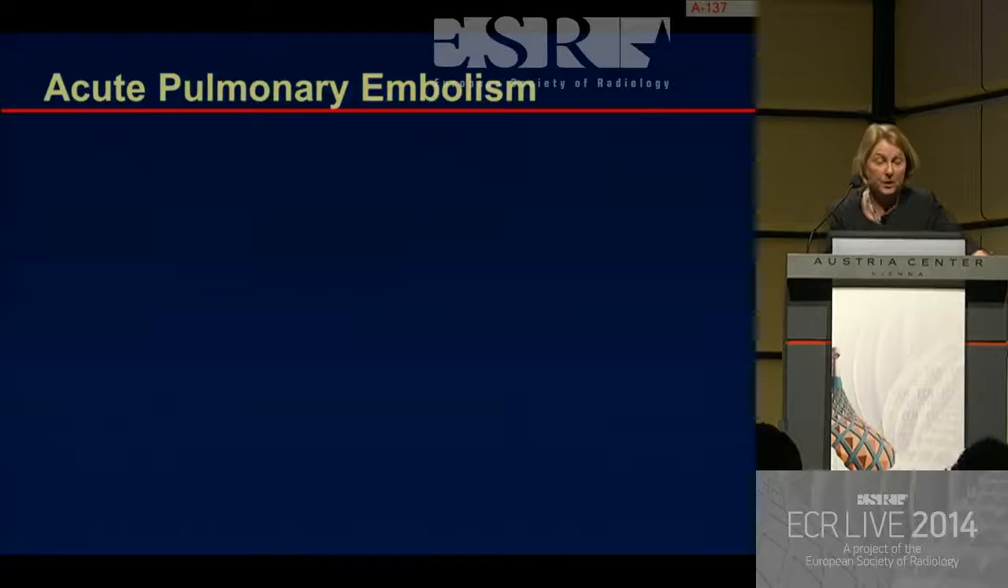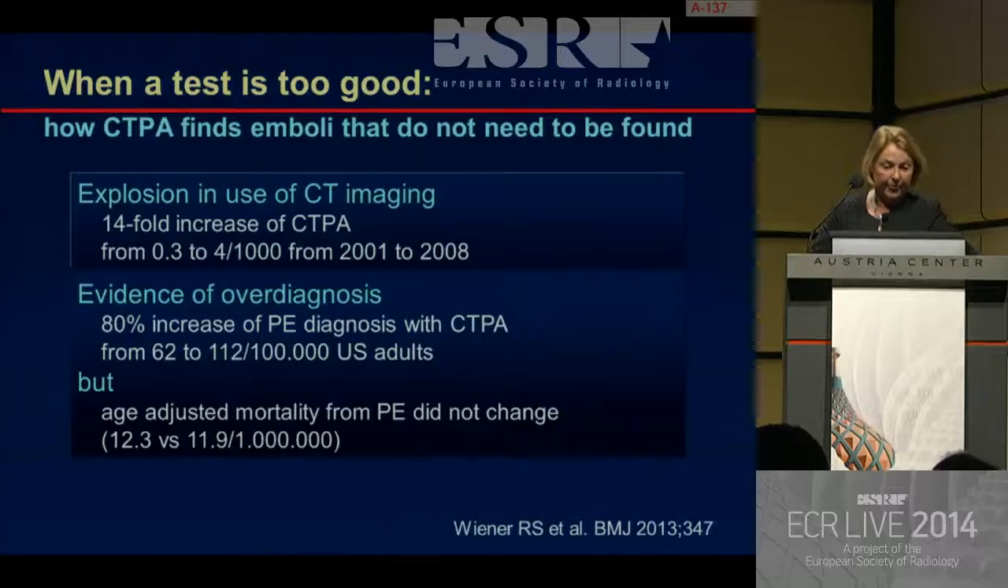The next topic I want to discuss with you is acute pulmonary embolism. And I want to start with a very nice review, which was titled, How CTPA Finds Emboli That Do Not Need to Be Found. There is an explosion in use of CT imaging in the years between 2008 and 2008, a 14-fold increase of application of CTPA examinations. There is, from a statistical point of view, evidence for overdiagnosis, because on one side there is an 80% increase of PE diagnosis, but the age-adjusted mortality from PE did not change.